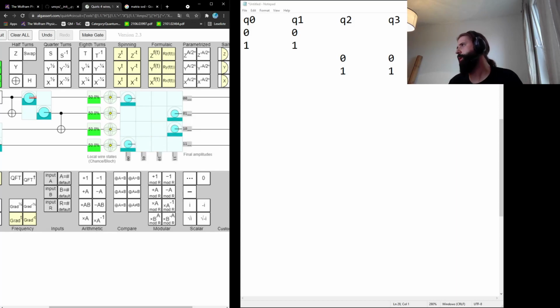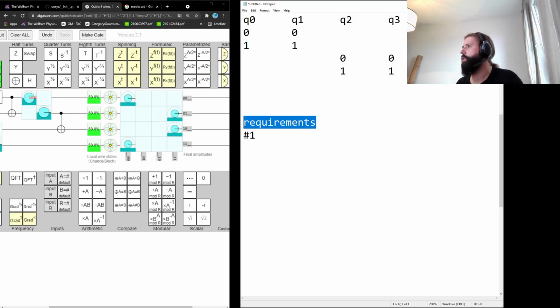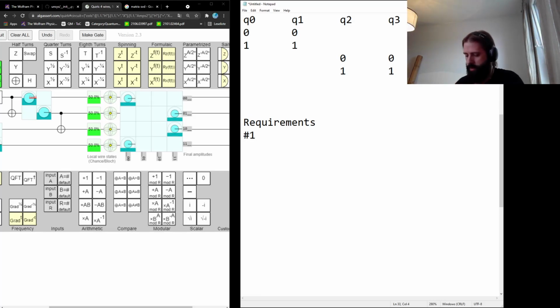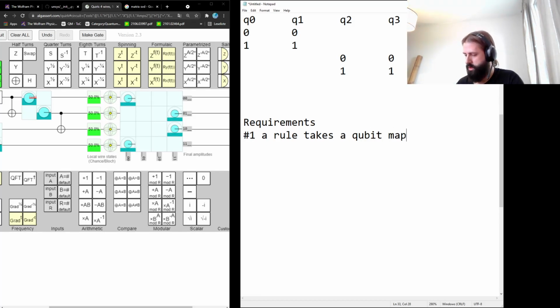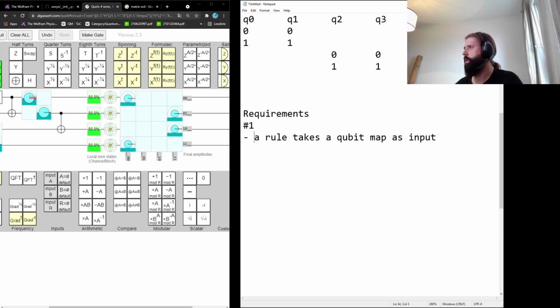But how do I implement this here? What would the rewrite rule system need to do? The rewrite rule system has some simple rules. So I think requirement number one would be that a rule takes a qubit map as input, and then what does it do? Does it match?